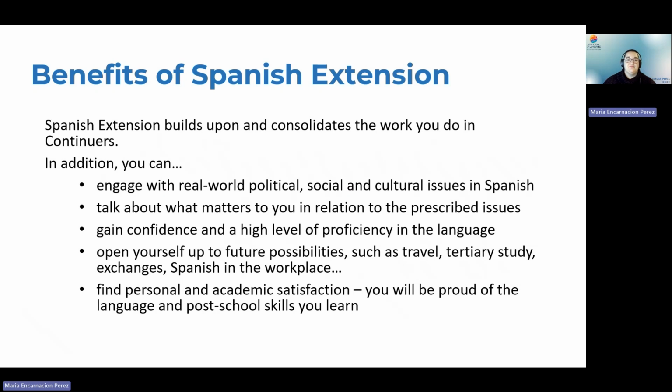proficiency in the language. You get to open yourself up to future possibilities such as travel, tertiary study, exchanges, and using Spanish in the workplace. And finally, you can find personal and academic satisfaction. You'll be proud of the language and post-school skills that you'll learn.